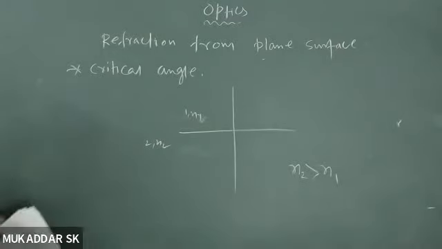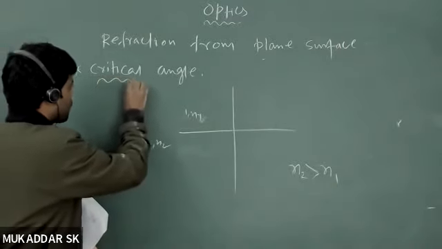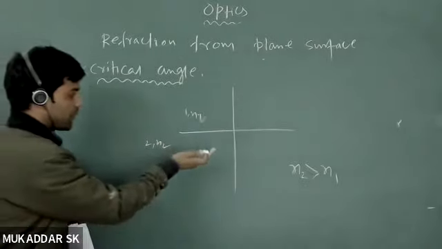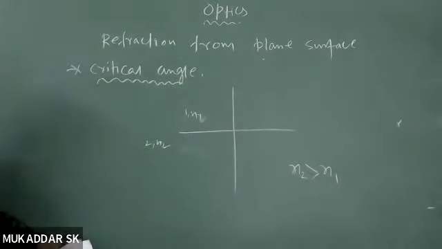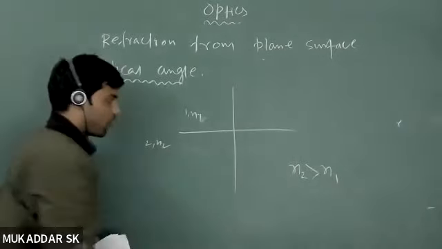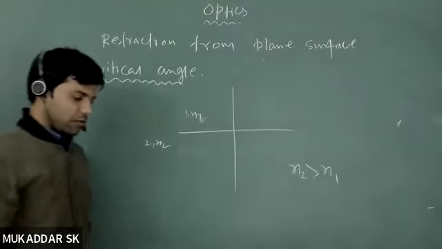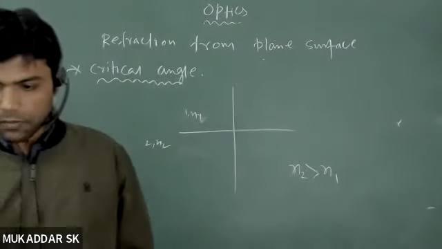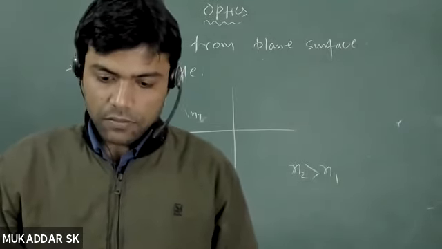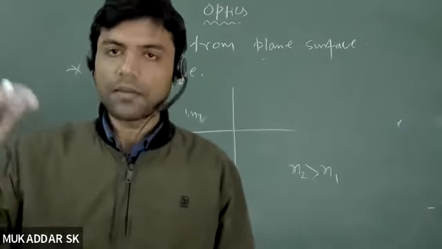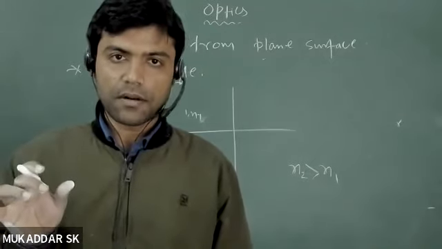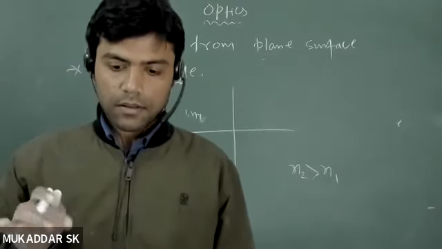Now, this concept of critical angle is fully based on light passing from a denser medium to a rarer medium. So when light passes from a denser medium to a rarer medium, what will happen? The angle of refraction will be greater than the angle of incidence, right? Am I correct? Did you get what I'm saying?